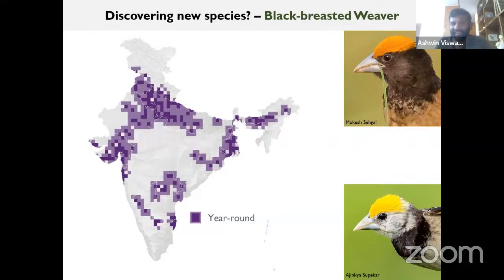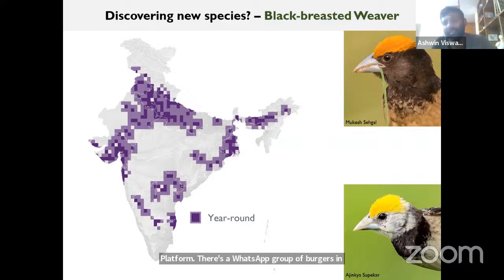Black-breasted weaver. This is an interesting case where actually a WhatsApp group turned out to be the scientific platform. There's a WhatsApp group of birders in Bangalore, and Bangalore is a very cosmopolitan place where there are people from all over the country, and in WhatsApp groups, and this is true for many regions. So there's a discussion going on. Somebody had put a photo of a black-breasted weaver that looked like the bottom bird on the bottom right.